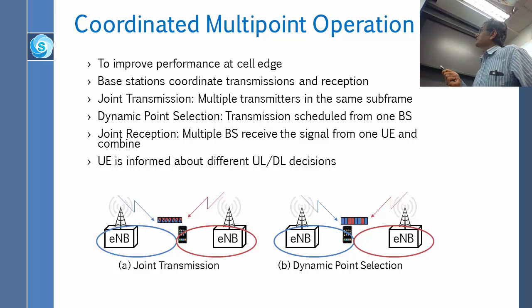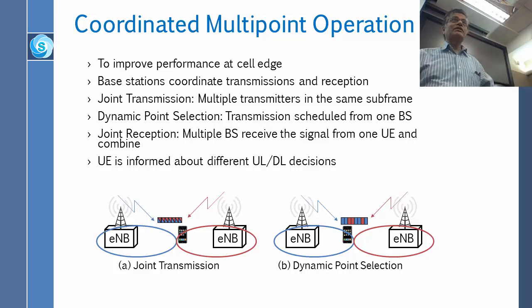Dynamic point selection. Transmission is scheduled from one base station. So dynamic point selection basically means that you don't worry about it. I will do your scheduling for the 5th frame, because I'm going to do the 5th frame for this guy, and I will schedule yours also. So that is another way: transmission is scheduled from one base station. One base station takes charge for both for that subframe, not for everything else.